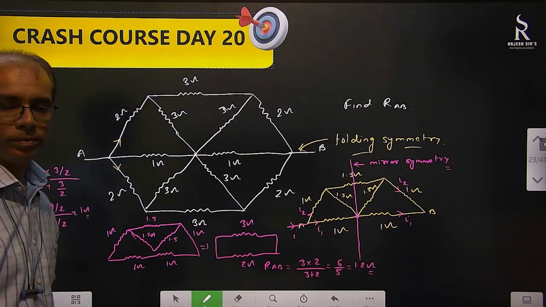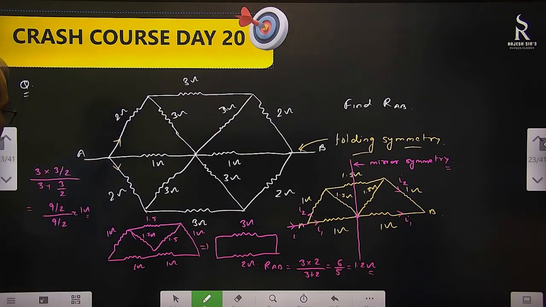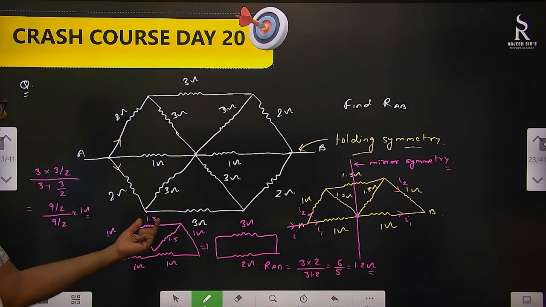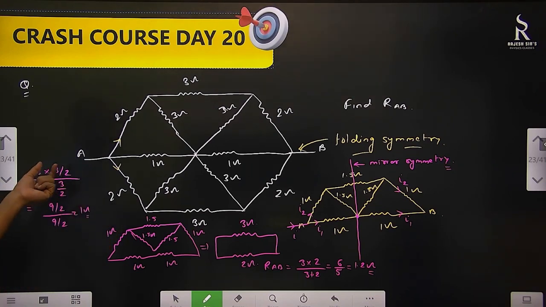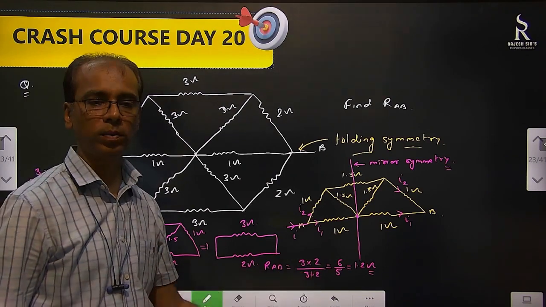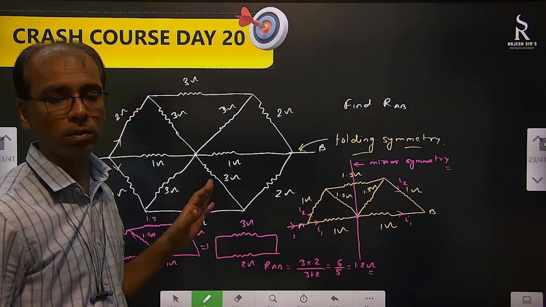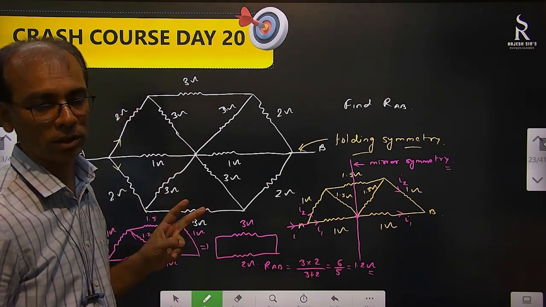1.2 ohm. Okay. So this is how it is. This is also 3 and 1.5 in parallel. So we did R1 R2 by R1 plus R2, and here also the same, R1 R2 by R1 plus R2. So this is symmetry. Both the symmetries I have told you in this.